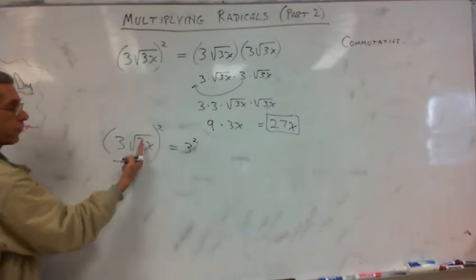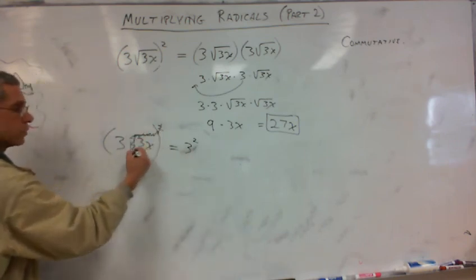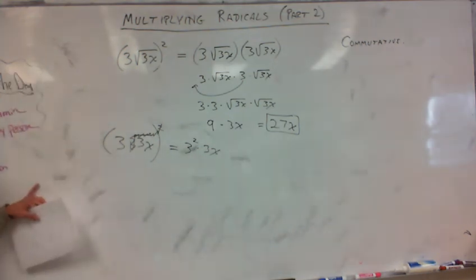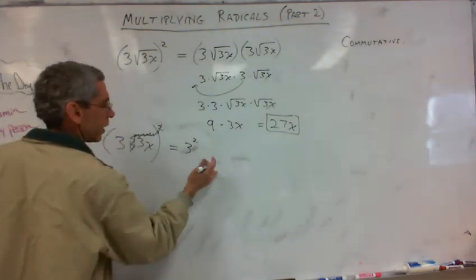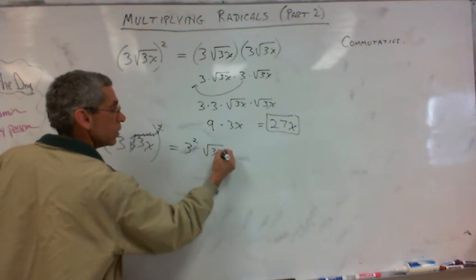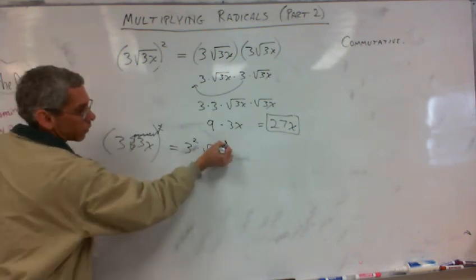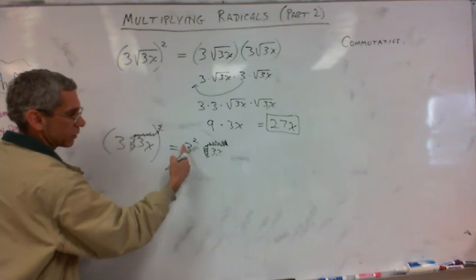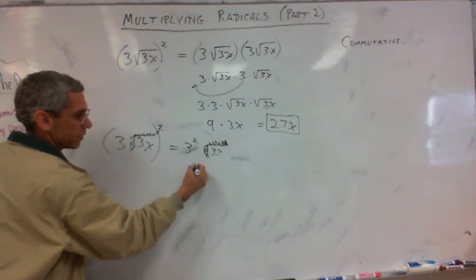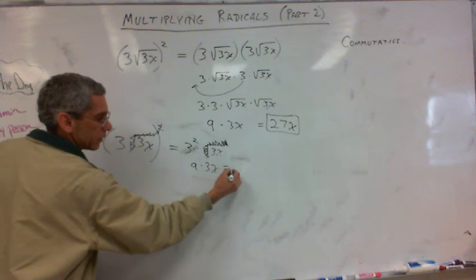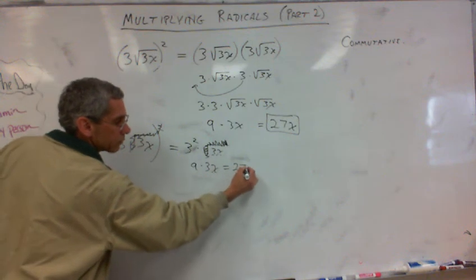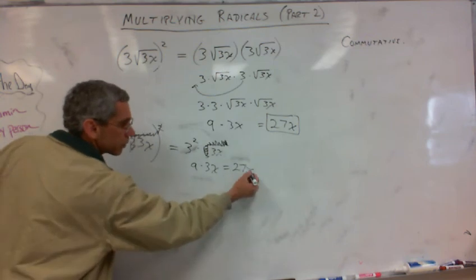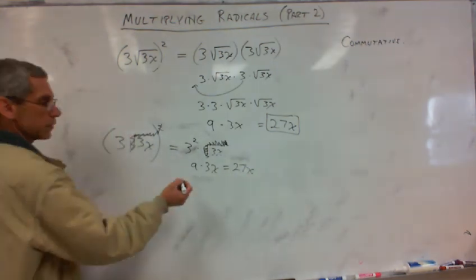But squared crosses out the square root. So times 3x, right? You see what I mean? The square root of 3x squared. This squared crosses out this square root sign. So all I have now is 3 times 3, 3 squared is 9. 9 times 3x is equal to 27x. All right? Does that make sense?